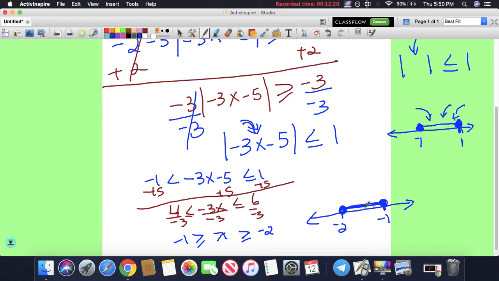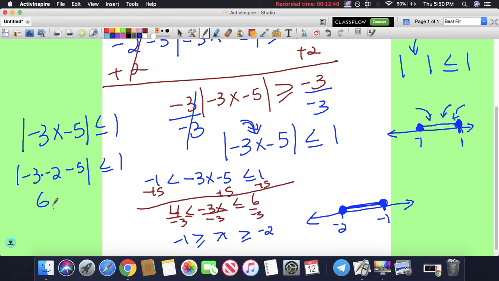So let's pick a number between negative 1 and negative 2. And you know what? We can pick negative 2, so let's pick negative 2. If I pick negative 2, which is part of my solution according to this, I'm going to get negative 3 times negative 2, minus 5, is that less or equal to 1? Negative 3 times negative 2 is positive 6. And then I'm going to subtract 5, right? 6 minus 5 is 1, and I can finally take the absolute value, and the absolute value of 1 is 1. Is that less or equal to 1? Yes, it is.